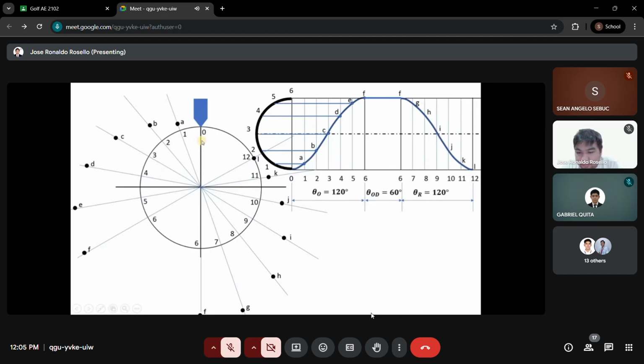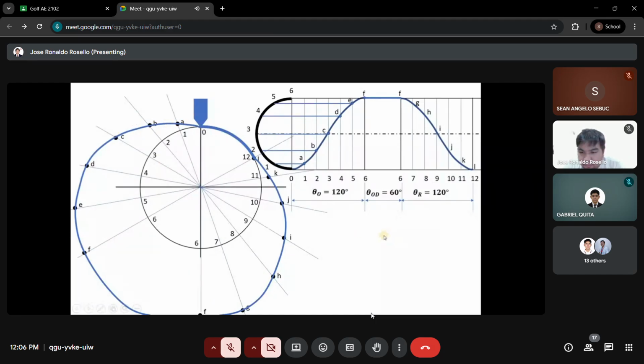Now we have to draw a smooth curve passing through these particular points, and that will be our cam profile. As you can see over here, this is the cam profile curve that we have drawn. From 0 to 6 it is the outstroke. Then there is a dwell, and then the return stroke, and then there will be a dwell period of 60 degree. So that will complete our cam profile.